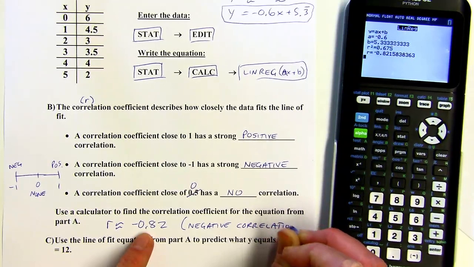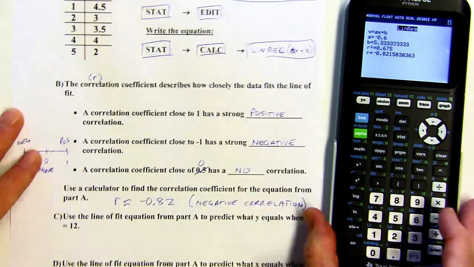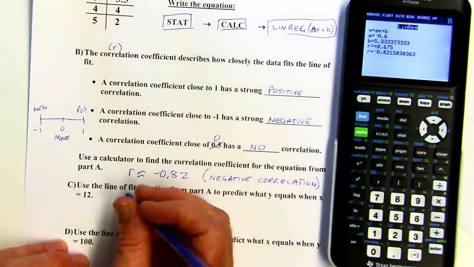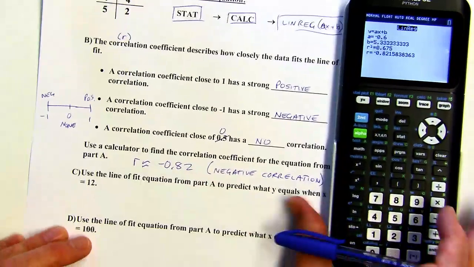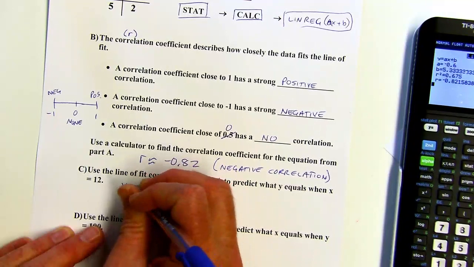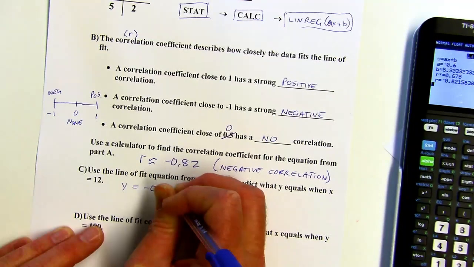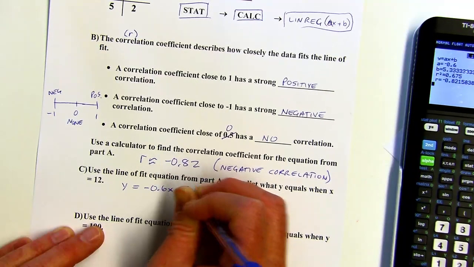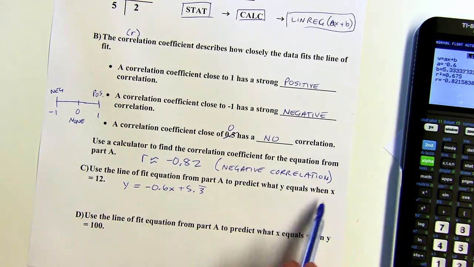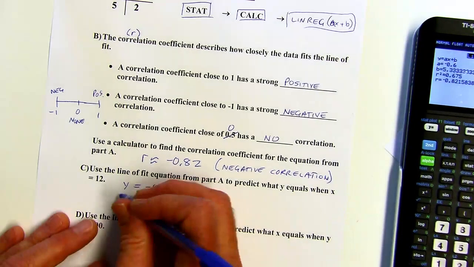Okay, so now let's use the line of fit from part A to predict what y equals when x equals 12. This is off the top of the screen, but in part A we found that y is negative 0.6x plus 5.3 repeating. So now I'm going to plug in 12 for x and see what y is going to equal.